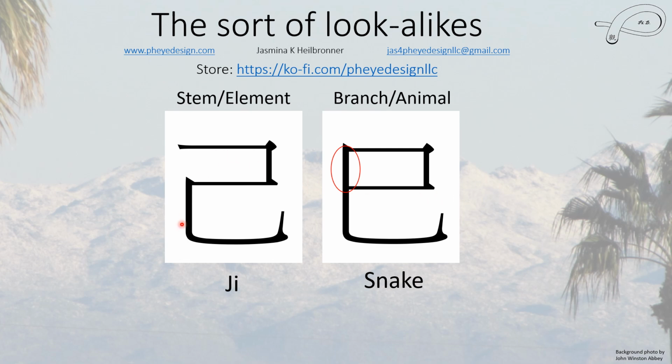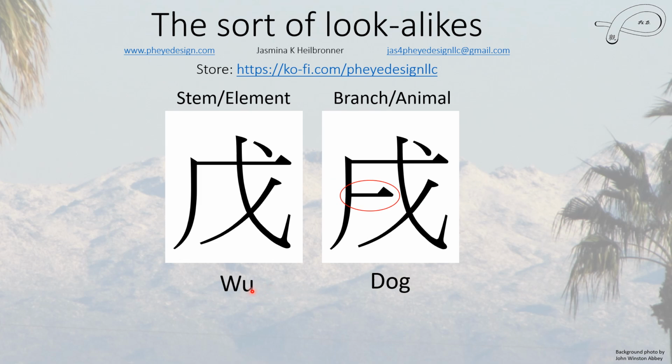So this is the difference between yin earth and the snake. This is closed, this is open. That's the quick way of finding it. Just super easy. And then the Wu and the dog, the yang earth and the dog. This is the only difference between the two.